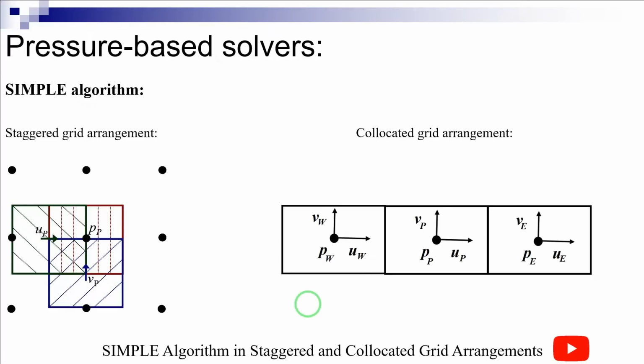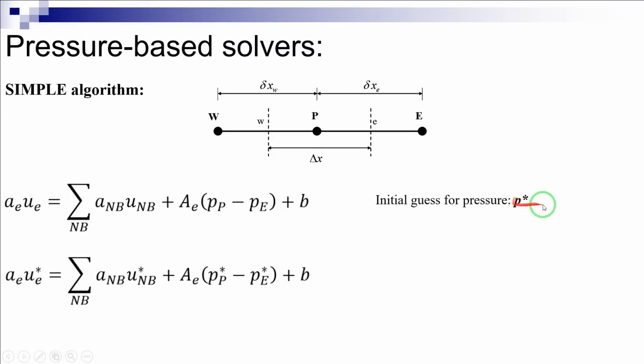We start the solution with an initial guess for the pressure field, which is shown here by P asterisk, and then the momentum equations are solved to obtain the corresponding guessed velocity field, U asterisk. P asterisk here in this discretized equation is the guessed pressure, or the pressure value at the previous iteration.